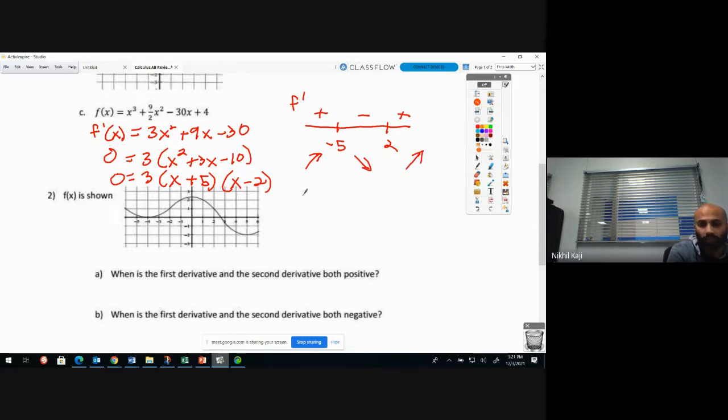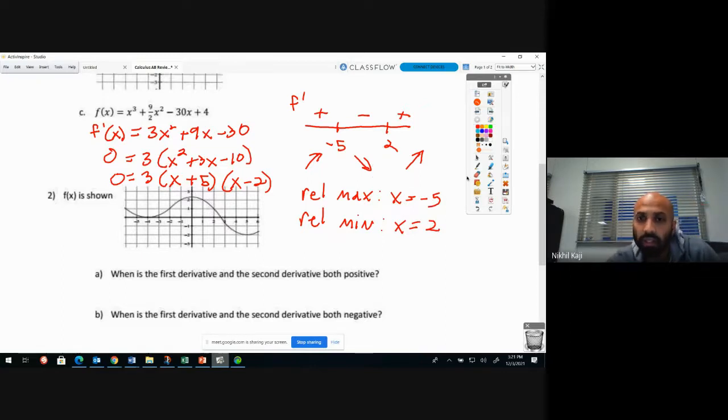So a relative max at x equals -5, because see how it's changed from positive to negative, so that would be the top of a curve. Relative minimum at x equals 2, because that's the bottom of a curve right here.